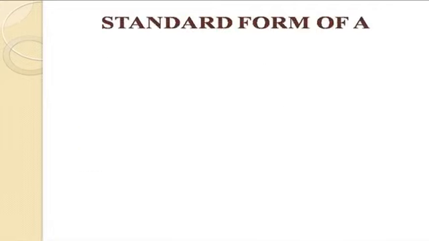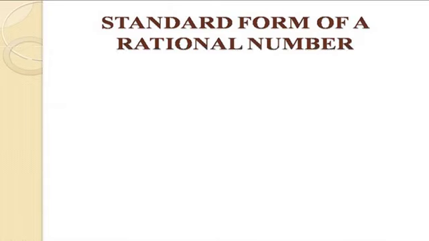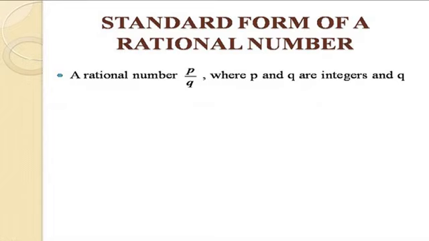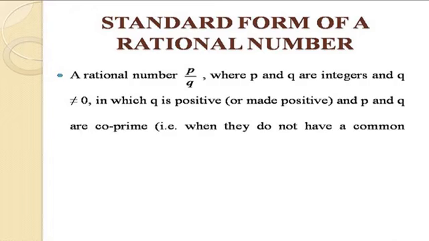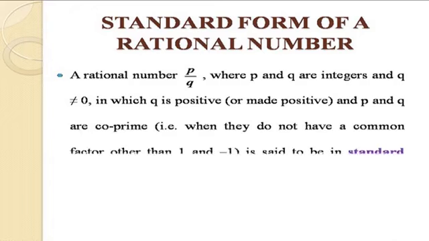Now the question is, what is the standard form of a rational number? A rational number p by q, where p and q are integers and q not equal to 0, in which q is positive or made positive, and p and q are co-prime, that is, they do not have a common factor other than 1 and minus 1, is said to be the standard form of a rational number.